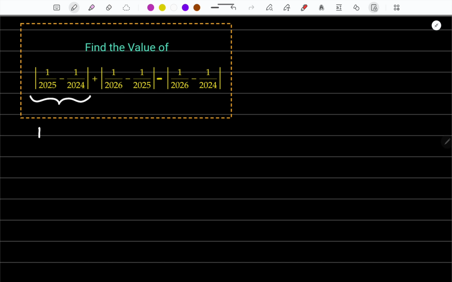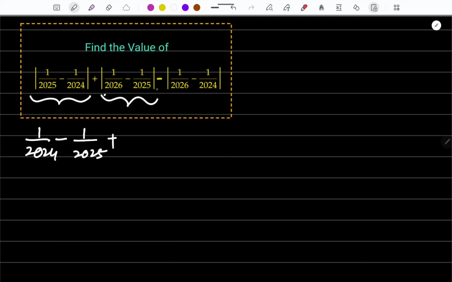Just now I have shown you, if modulus of a minus b is given and a minus b is less than 0, then you have to take b minus a. Okay, here whatever we have in the modulus is less than 0, therefore you have to interchange those positions. Then you should get 1 by 2024 minus 1 by 2025.